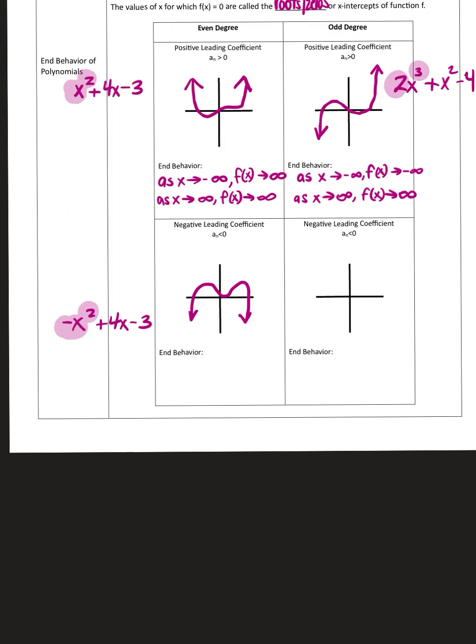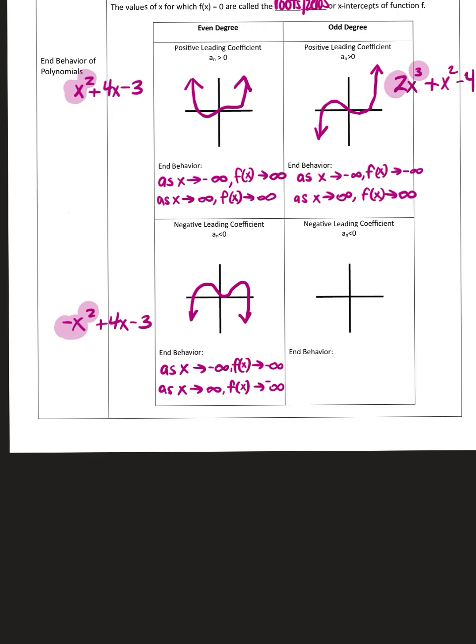We would have, as x approaches negative infinity, f of x approaches negative infinity. As x approaches positive infinity, f of x approaches negative infinity. Okay? And you can see that here, where as we go towards the left, it goes down. As we go towards the right, it goes down.